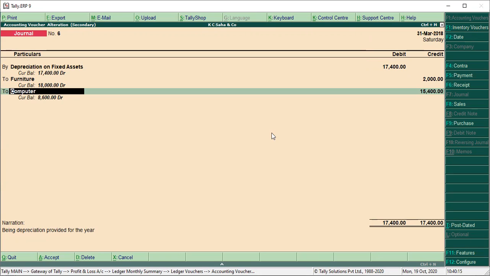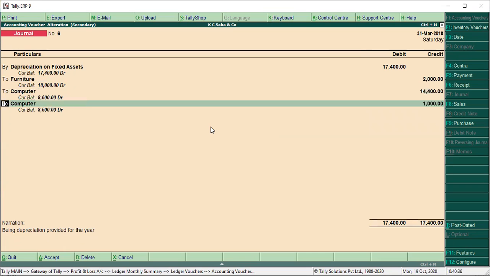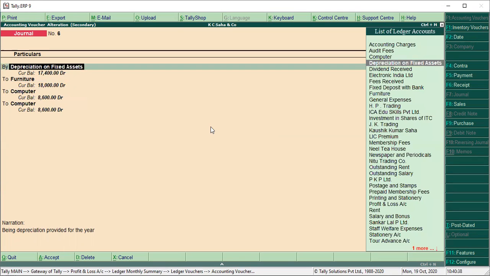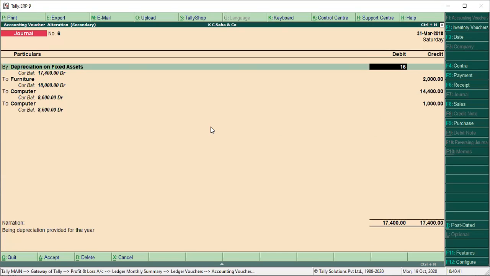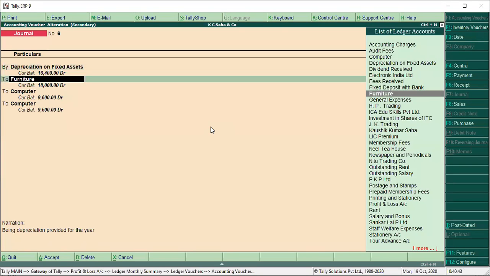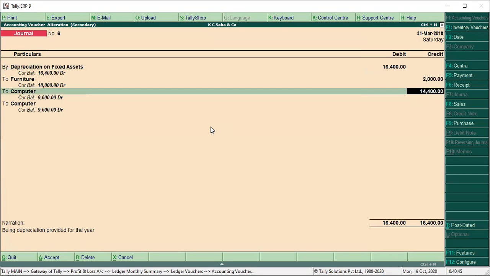So new rate is 40% and old rate is 60%. But the year we are financializing, it was 60% in that year. So we'll consider 60% over here. Clear? So if we consider 60% on 24,000, it comes to 14,400. So you have to change this amount also. It was before 17,000 only. So this is your right entry.